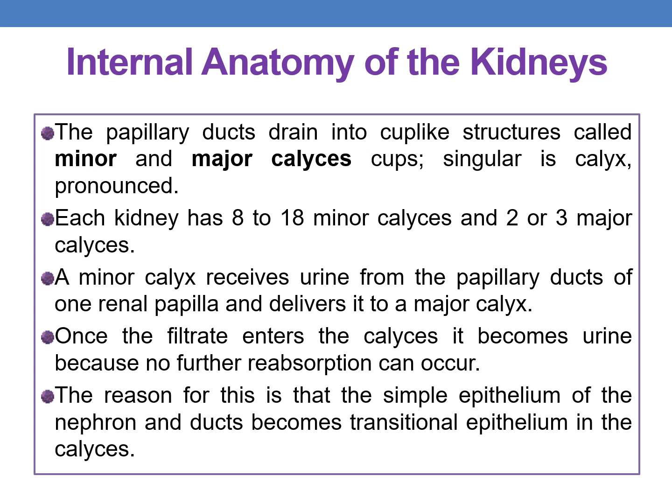The reason for this is that the simple epithelium of the nephron and ducts becomes transitional epithelium in the calyces. Hence, there is no further reabsorption in the calyces, and once the filtrate enters the calyces, it becomes urine.